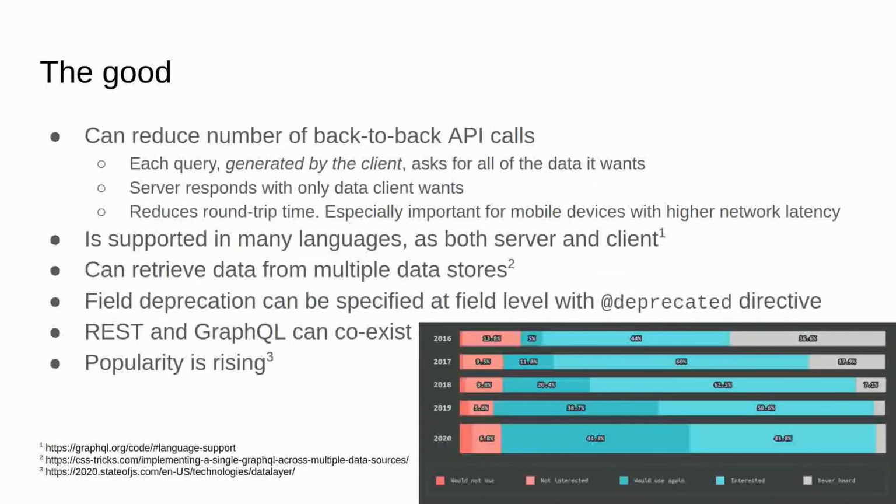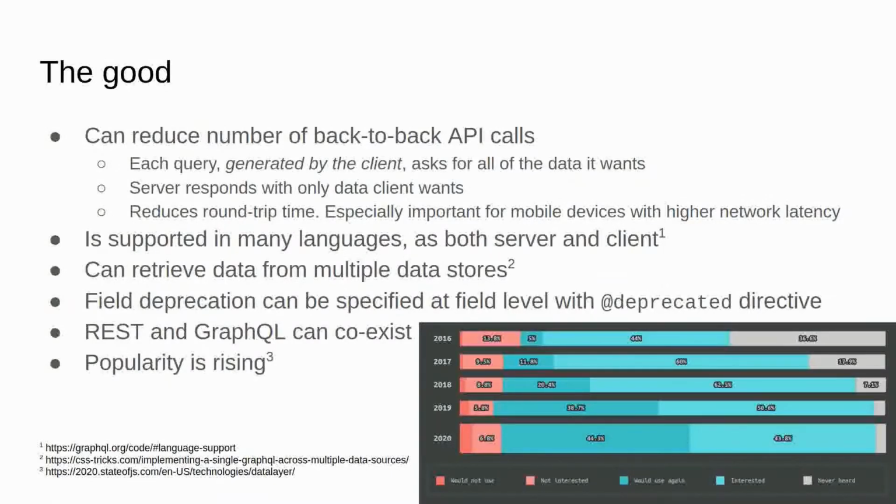Field deprecation can be specified at field level with a deprecated directive. This removes the need to put deprecation notices at multiple API endpoints. You only need to place the directive at one location, the schema.